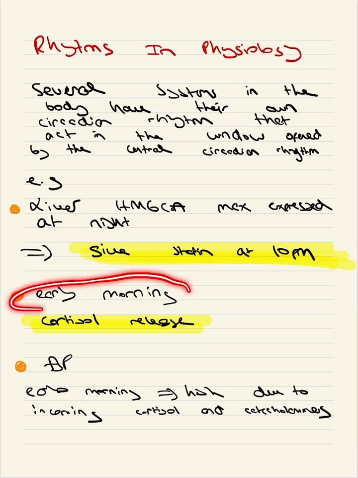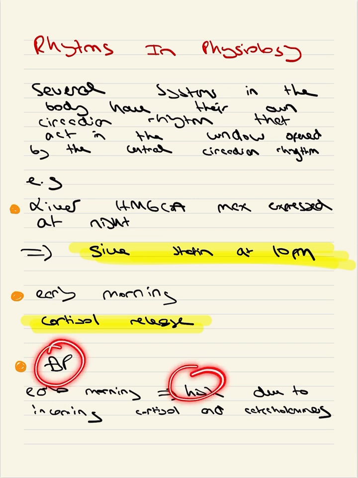In the early morning, you get cortisol release. Your blood pressure in the early morning is high because why? You have incoming cortisol and incoming catecholamines, norepinephrine. Why? Because your body tells you to get ready to fight. In the early morning, your stress response is increasing because you have a day. You need to hunt. You need to get food.